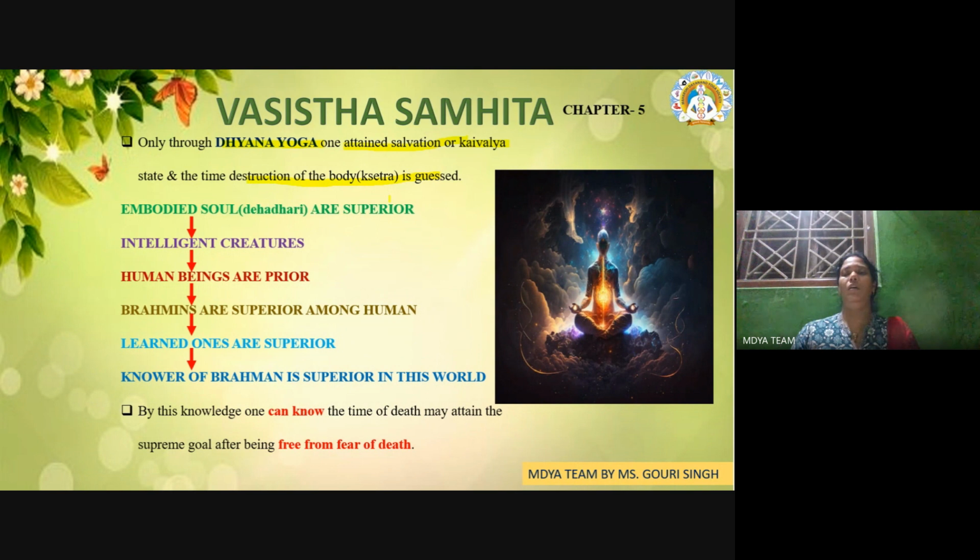Okay, so continuing this discussion, Vasistha is telling how the human being is superior. That is discussed here. Embodied souls, meaning dehadhari, those who have a body, are very much superior. Here it is stated that among those who have bodies, intelligent creatures who have buddhi are more superior than the other embodied souls, because human beings have embodied souls, and animals and birds also have embodied souls. But how are they differentiated?